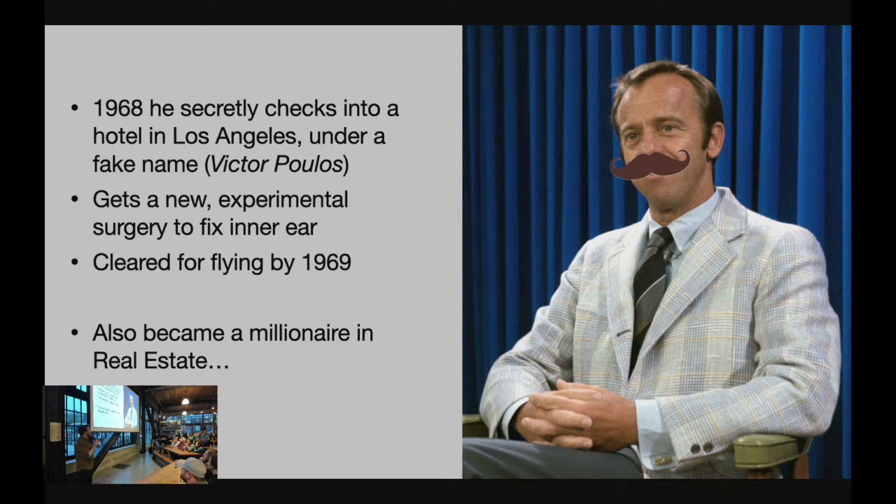He went under a secret name, Victor Poulos, and he got an experimental surgery in secret. And a few days later, he was back in Houston saying, I'm all better. That ear thing, it's gone. I'm ready to fly. And the flight surgeon and the head of the astronaut office, who was one of his friends, said, it sounds like you are.